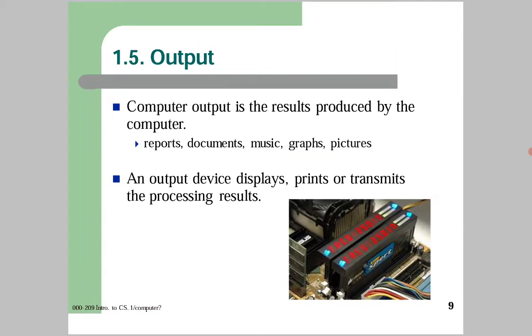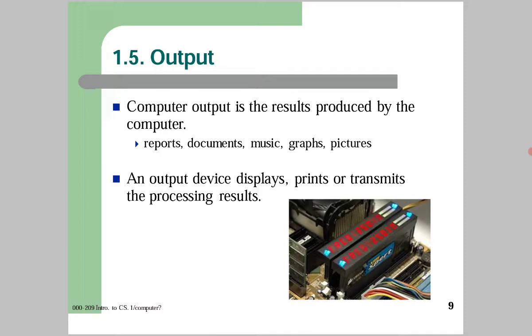So output, what is output? Output means result. Output is nothing but another name for the result generated by the computer. Output units are used to provide some output to the users. Output means results of some calculations or results of some programs. So computer output is the results produced by the computer, like reports, documents, music, graphics, pictures.